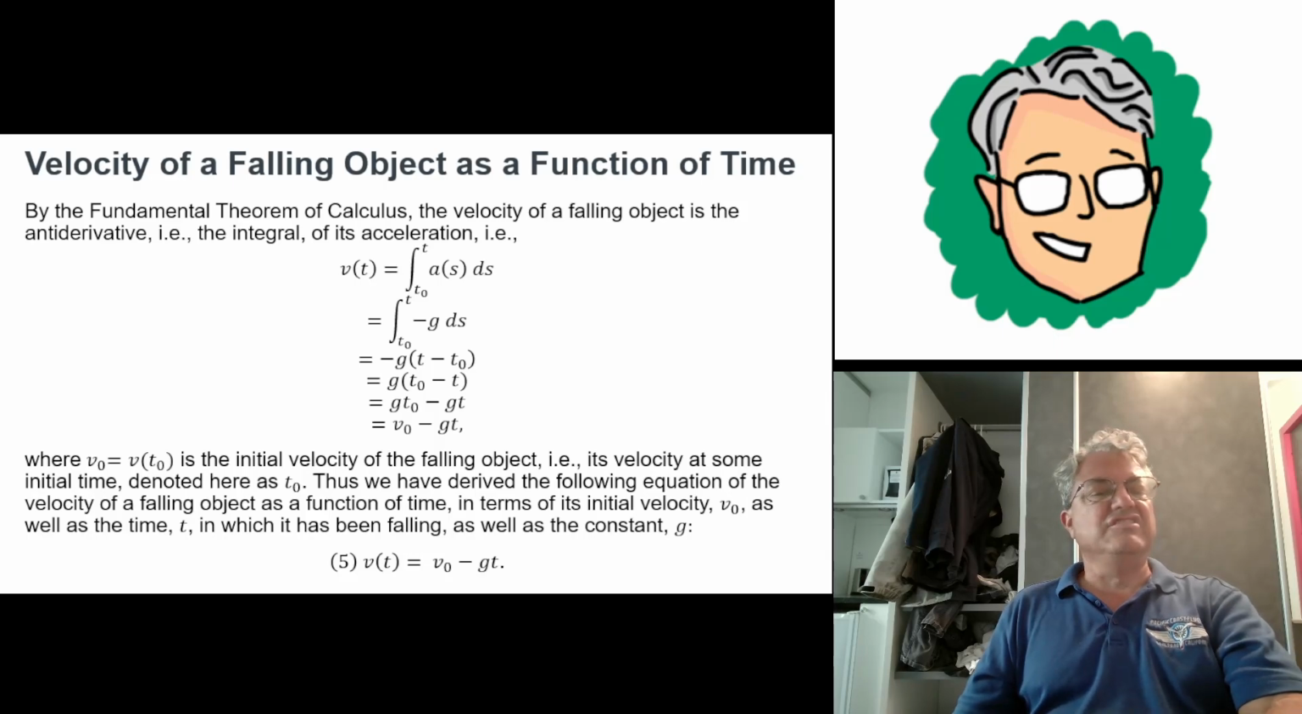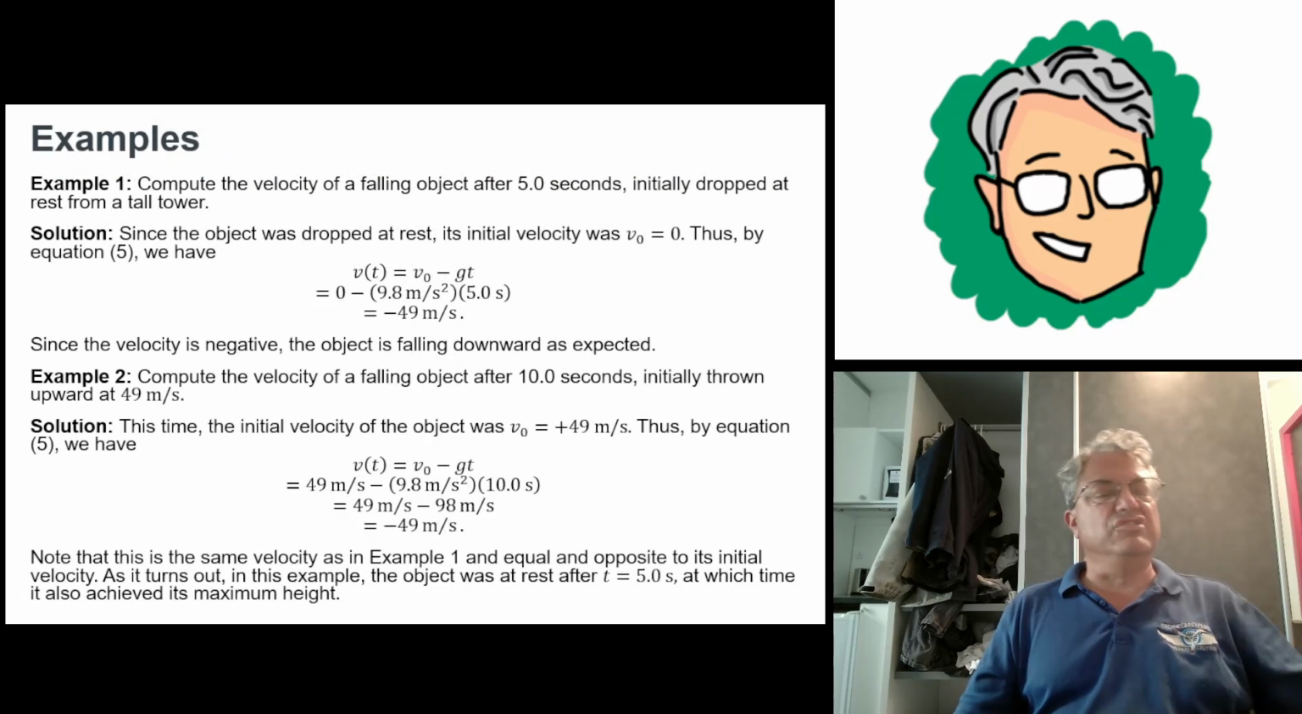Well, that's nice. Now we can use this formula. We can do some examples. This is where things get fun. So for the first example, let's compute the velocity of a falling object after it's been falling for 5.0 seconds, and it's initially dropped from rest on top of a tall tower. I guess it has to be a tall tower in order for it to be able to fall for 5 seconds. If it was too short, it wouldn't fall that long.